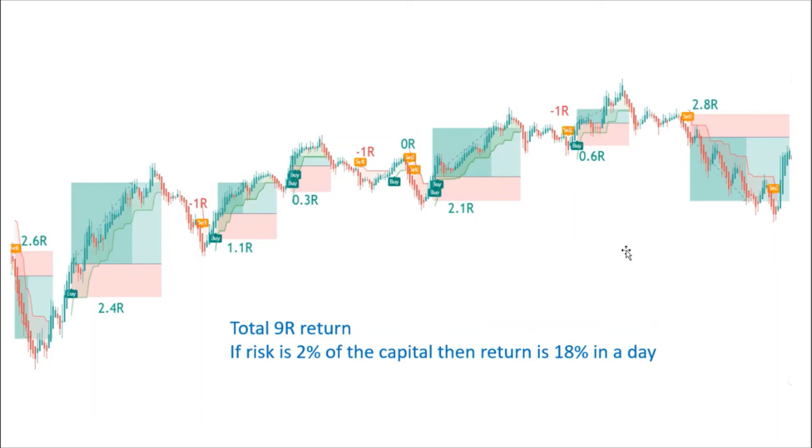Now let's look at the potential of this strategy. This is an example of one day. As this is a scalping strategy, we have more trades. If all trades are taken, then the return would be 9R, which means if you are taking a risk of 1 unit capital per trade, then by the end of the day, you will have gains of 9 units. In terms of percentage, if you take a risk of 2% of your capital, then you would have gained 18%.